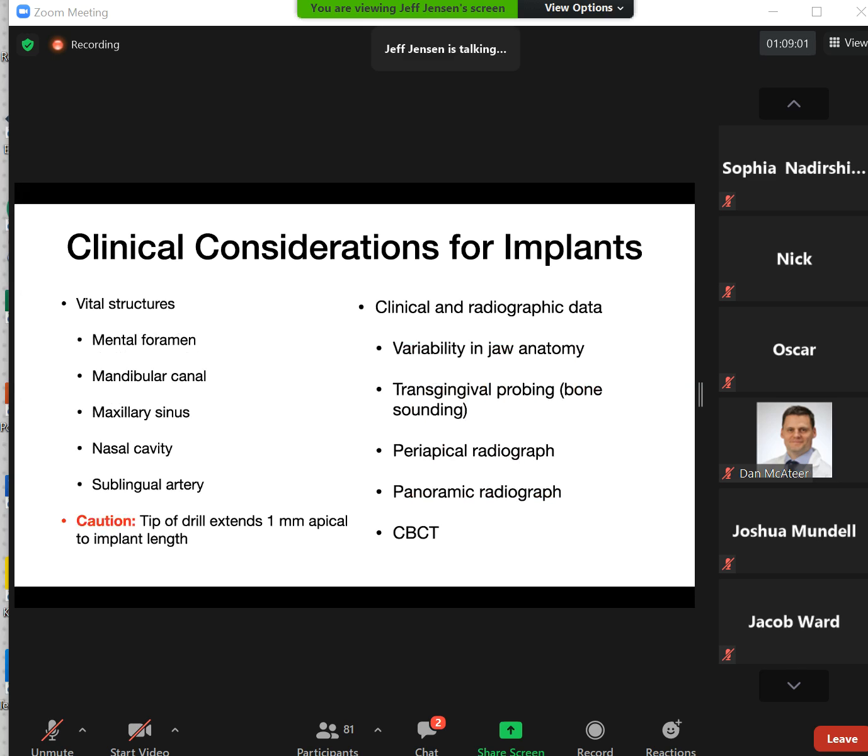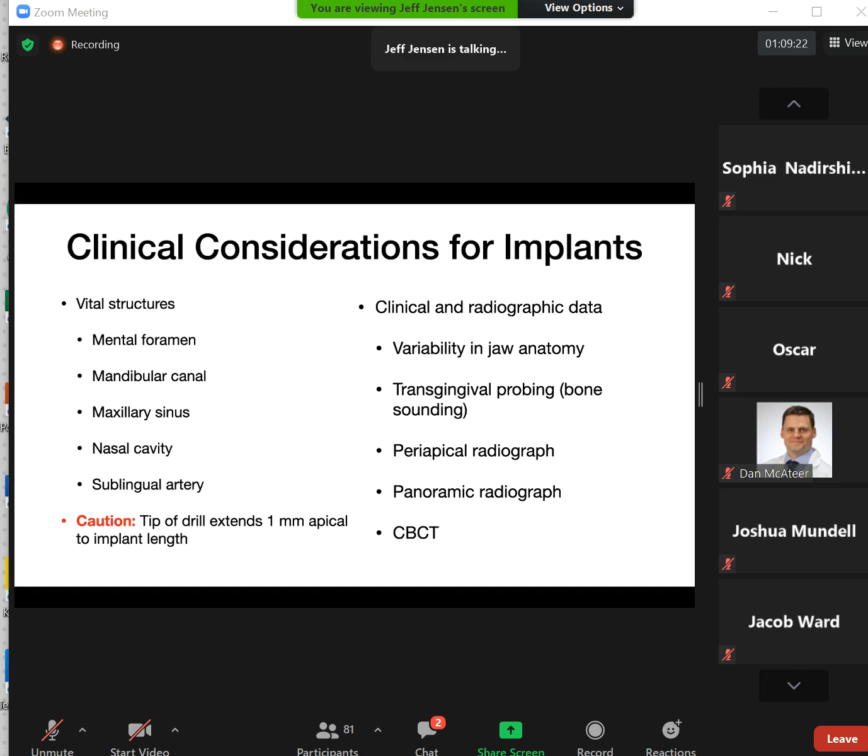These are, again, kind of just things to be aware of, vital structures that we're working around in a lot of these. So we have the mental foramen, the IAN, the sinus, the nasal cavity in the anterior on the maxilla, and the sublingual artery on the lower.